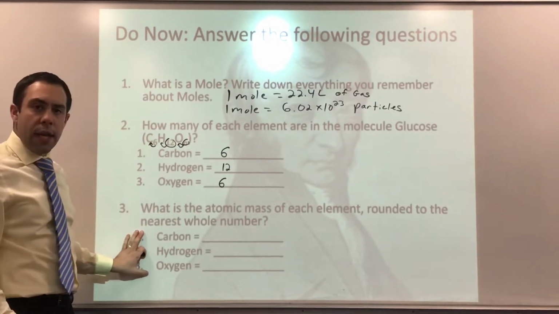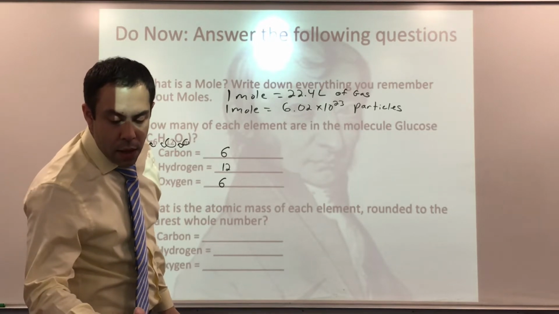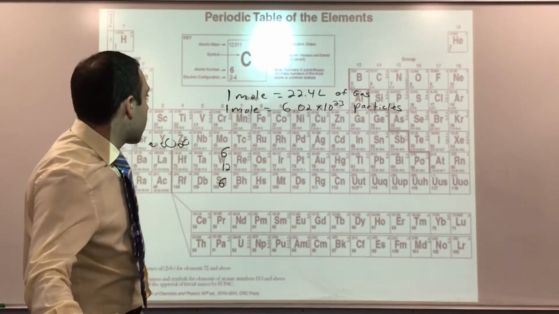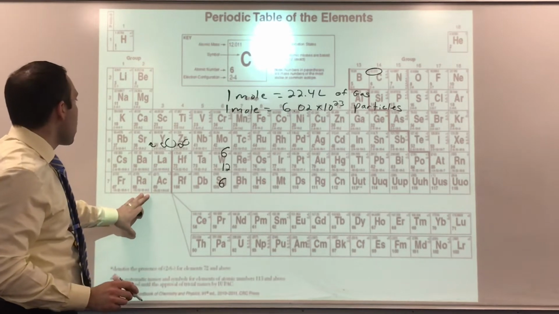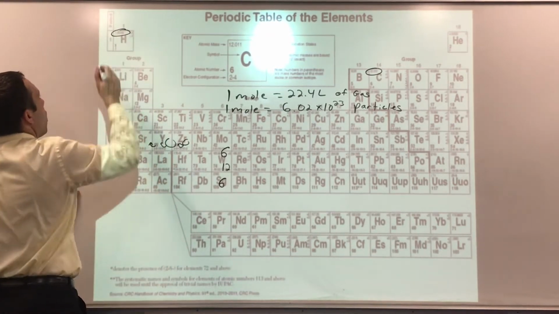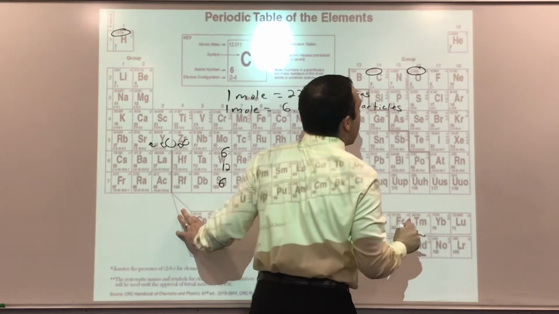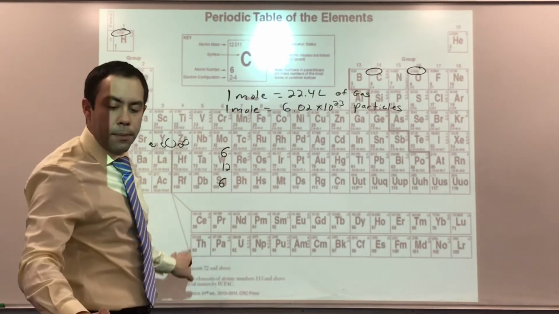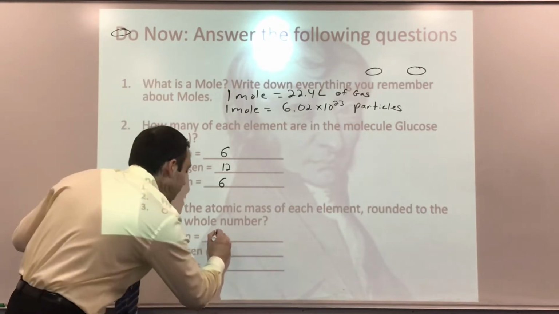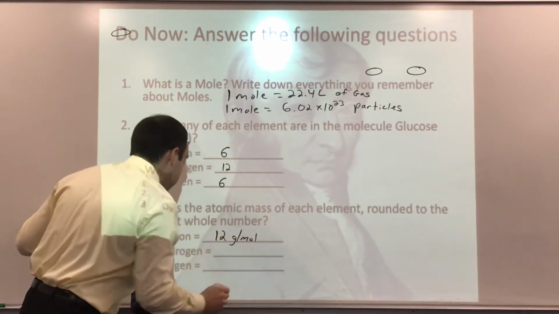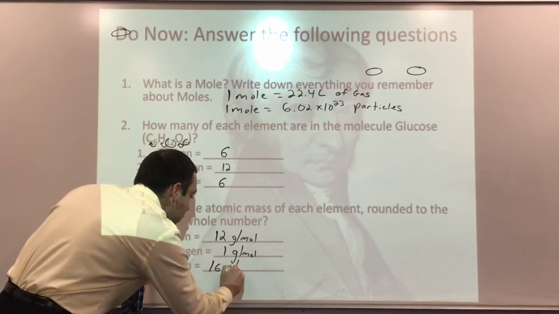For question number 3, you should have seen carbon has a mass of 12.011, rounded to 12. That hydrogen has a mass of 1.00, which rounds to 1. And oxygen is 15.9994, which rounds to 16. So, carbon has a mass of 12 grams per mole. Hydrogen, 1 gram per mole. And oxygen, 16 grams per mole.